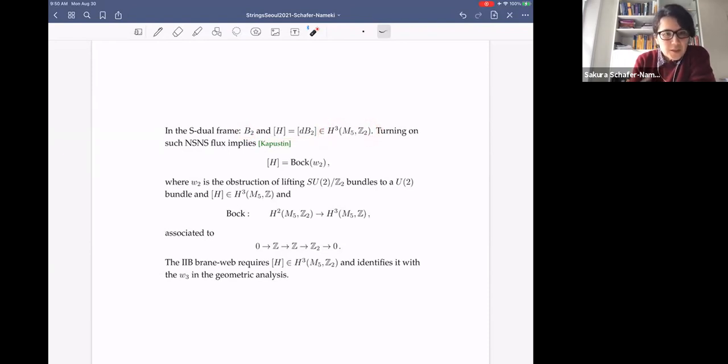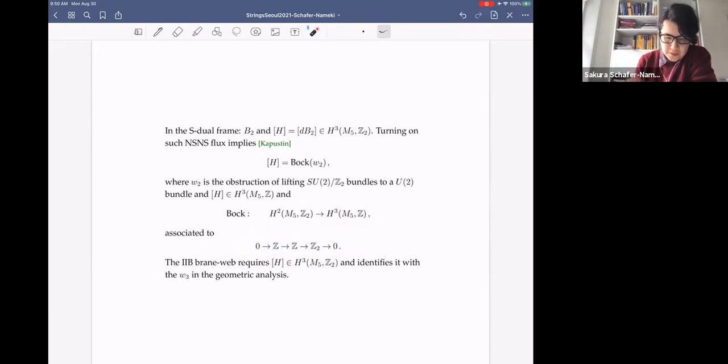What this means is that there is a torsional background in this brane web, with an NS-NS flux that's torsional in this form. And going back to some very early works of Anton Kapustin, this has an interpretation as a Bockstein of a w2, where this w2 is precisely an obstruction to lifting SU(2) mod Z2 to U(2). Here, this Bockstein is a slightly different Bockstein map, because it comes from an extension that looks like this: Z to Z to Z2, with multiplication by two and then reduction mod two. The Bockstein is a map from H2 with Z2 coefficients into H3 with Z coefficients.